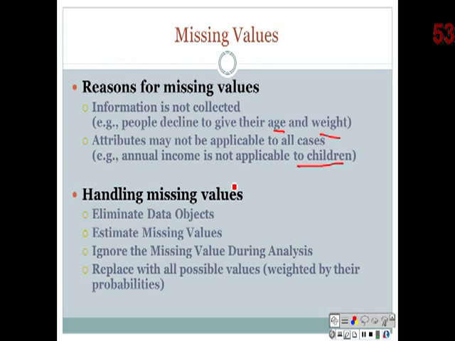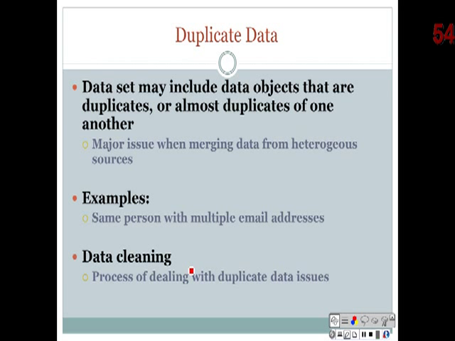How can we handle this missing data? We can eliminate the data object completely, so the whole record. Or we can estimate the missing value, maybe based on the average, the median, any algorithm, or any statistical value you want to use. We can ignore the missing value during analysis. Or we could replace it with all possible values weighted by their probabilities. This is another way, like the average or the probability of what this data can be.